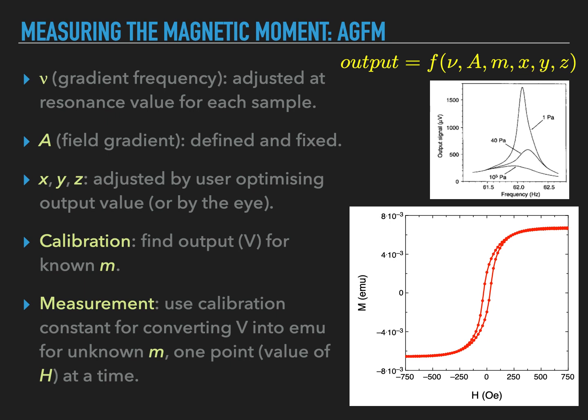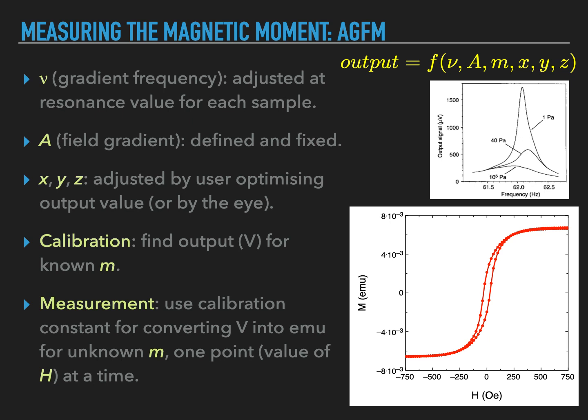The user adjusts the position of the sample in the middle of the magnet, again with a similar criterion as used for the VSM. And the only quantity that remains is the magnetic moment of the sample. The ensemble of these quantities gives the output from the piezoelectric transducer, so a voltage that can be converted into a magnetic moment. How? In the same way as with the VSM.